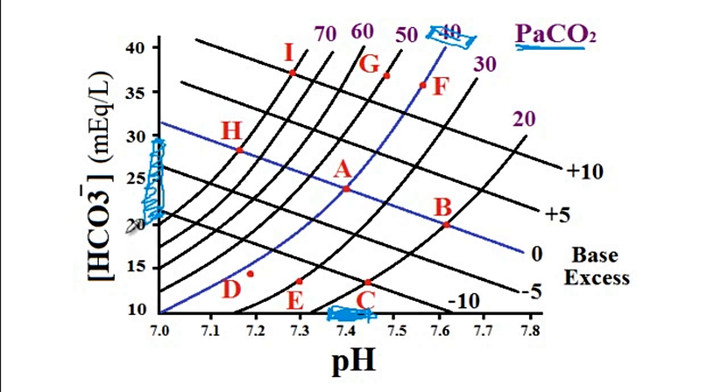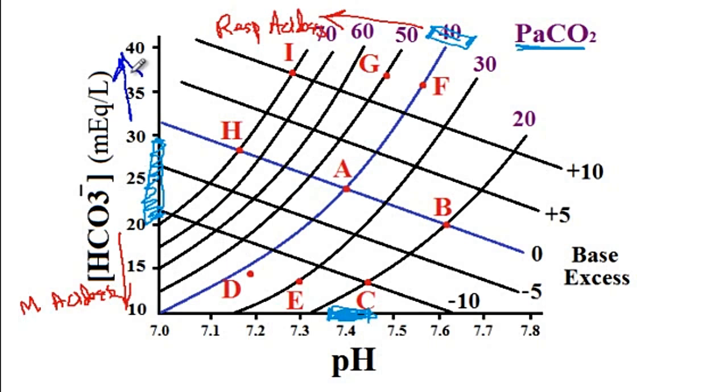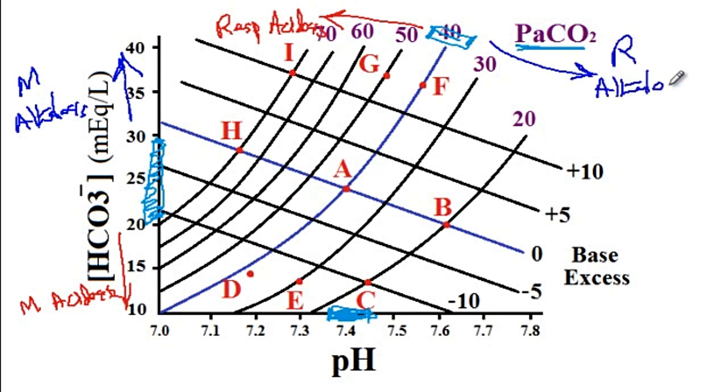And so if we have a low level of HCO3 from this point on, it will be a case of metabolic acidosis. While if we have a high concentration of carbon dioxide, that would be a case of respiratory acidosis. If we have a high concentration of HCO3, that would be metabolic alkalosis. And if we have a low concentration of PaCO2, that would be respiratory alkalosis.